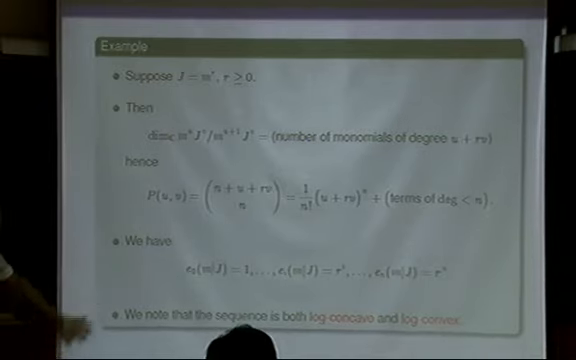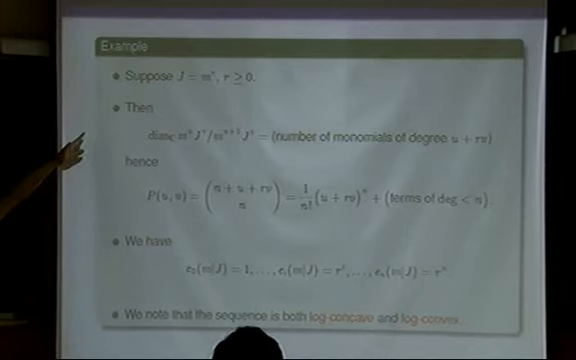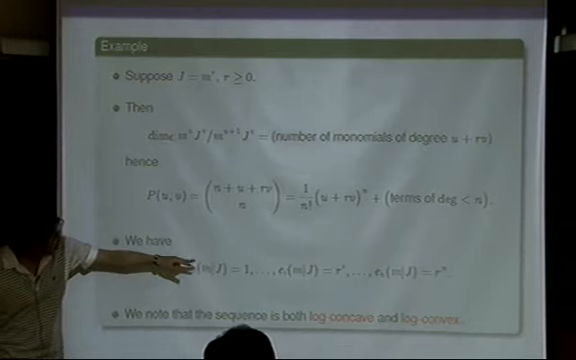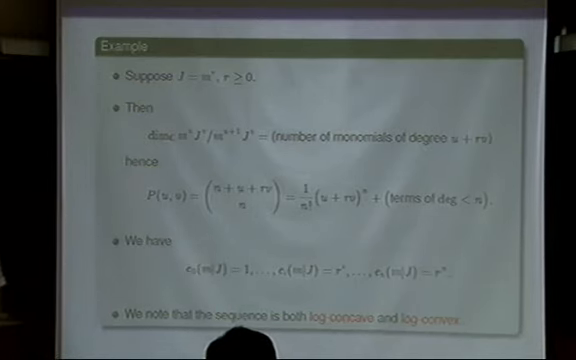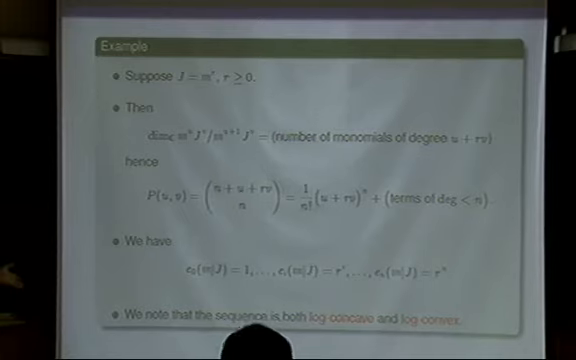For future reference, let's remember this case. J is m to the power of r. Then let's look at this sequence, 1, r, r squared, and so on. This sequence is the only sequence which is both log concave and log convex. And I'll say that this is, in essence, the only case.